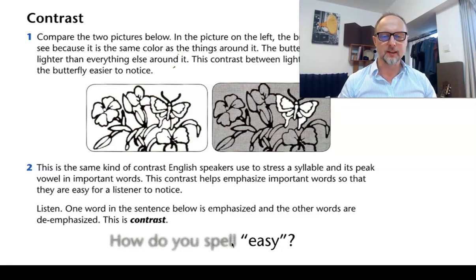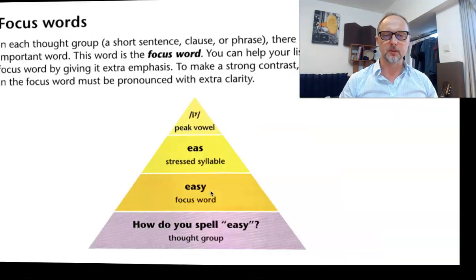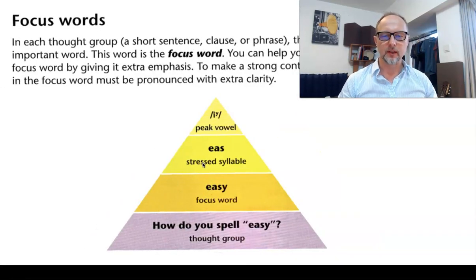So in how do you spell easy, easy is the important word, so it has to be clearer and longer and emphasized compared to the other words, okay? In every thought group, there's always one word which is the most important. And a thought group is a phrase or a sentence of about 3 to 5 words.